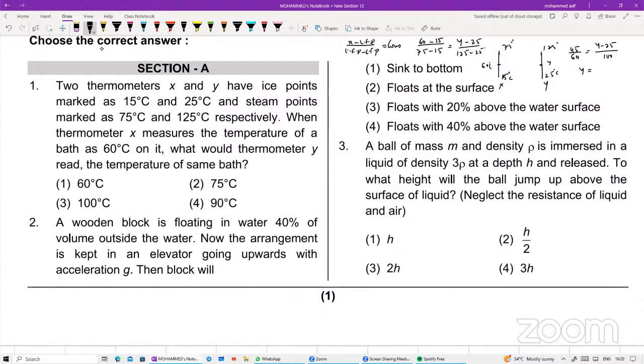So Y will come out to be 100 degrees. This is the way you solve this type of problem. I hope this is clear.